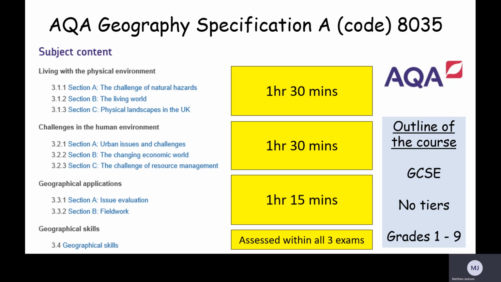First exam is the physical environment, which is all the natural things, and that's an hour and a half. Second exam is the human environment, and that's all the man-made things, another hour and a half. And finally, the third exam is geographical applications, which combines their fieldwork understanding and an issue evaluation. I'll go on to that in a little bit more detail. So there's 3 exams. They're all sat at the end of year 11. So at the end of the 2-year course, they will sit 3 exams.